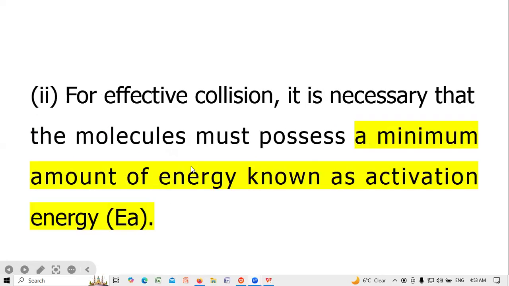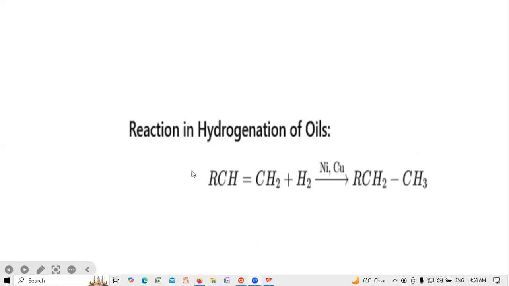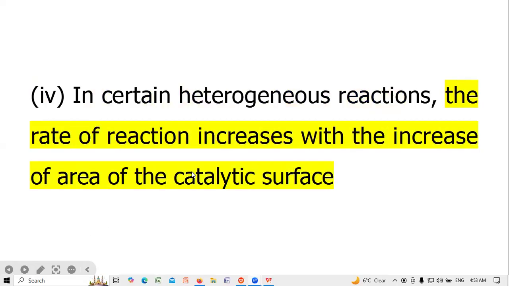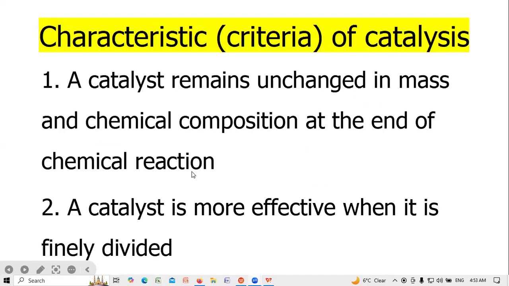It's all about the criteria of catalyst, or characteristics of catalysis.